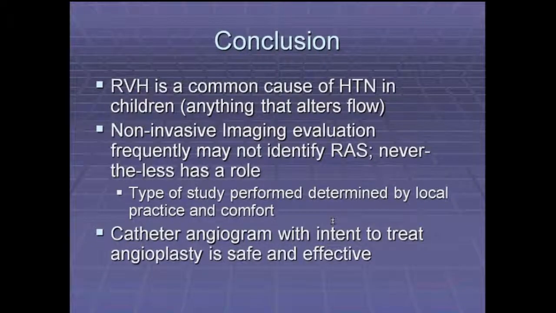So in conclusion, renovascular hypertension is a common cause of hypertension in children. Anything that alters blood flow, whether it be stenosis, a fistula, or extrinsic compression, can lead to hypertension. Although there's no ideal non-invasive imaging study yet, that doesn't mean it's not helpful. There's a role for it, particularly as a means to exclude alternative diagnoses. The type of study performed is really dependent upon local practice and comfort with the non-invasive imaging techniques. Catheter angiogram with intent to treat with angioplasty is a safe and effective treatment option.